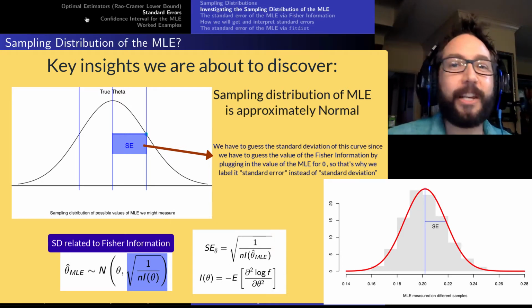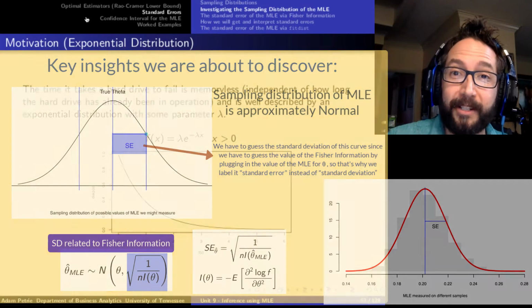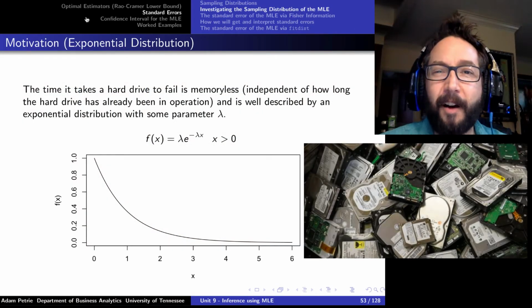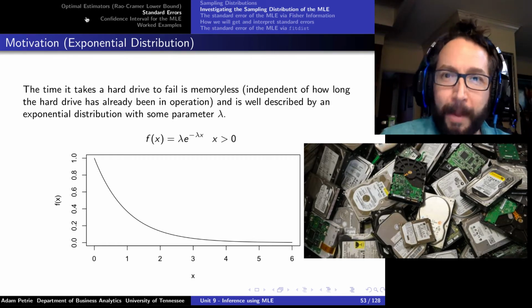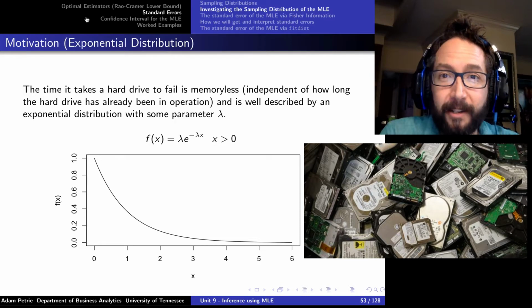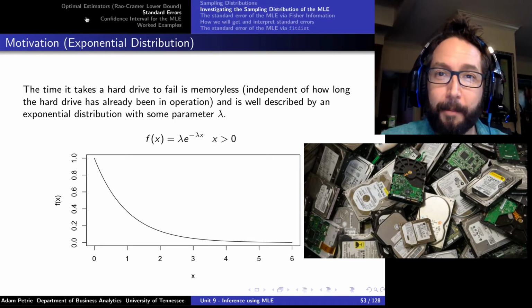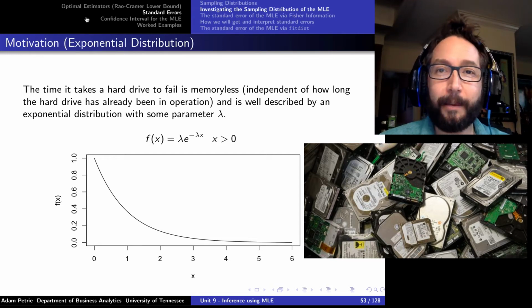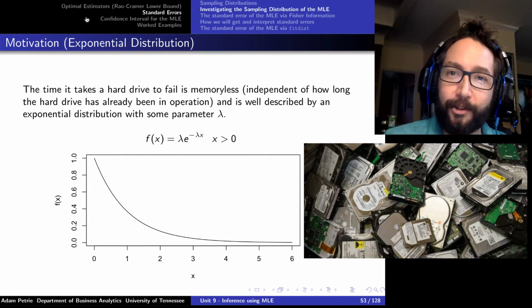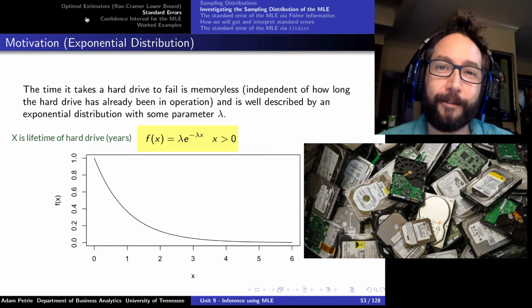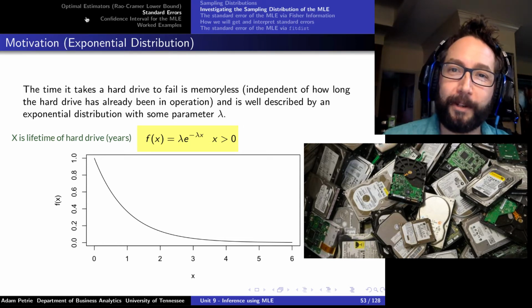So let's just see where all this comes from with an actual example. Let's imagine that we're studying the times to failure of hard drives. Let's imagine that the time to failure is memoryless, so that an exponential distribution is going to do a good job at describing the probability of different lifetimes. In that case, I know that I'm dealing with a PDF that has the following equation: lambda times e to the minus lambda times x. That's my equation for the PDF of an exponential distribution.